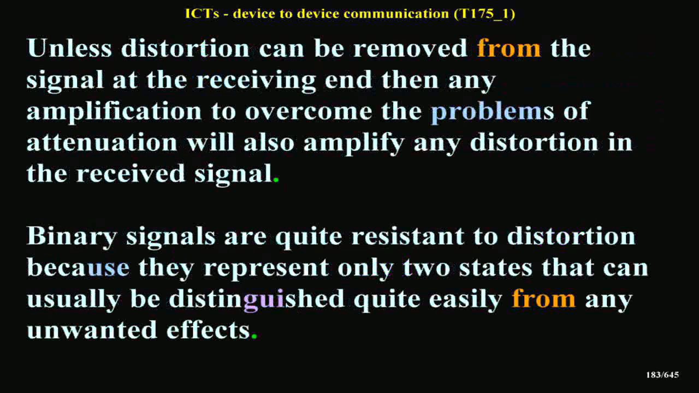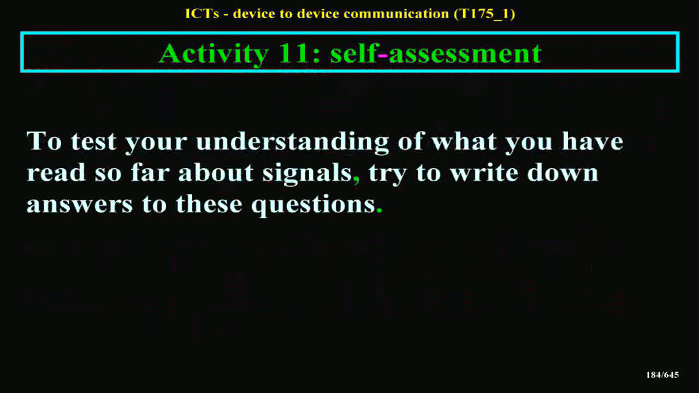Unless distortion can be removed from the signal at the receiving end, any amplification to overcome the problems of attenuation will also amplify any distortion in the received signal. Binary signals are quite resistant to distortion because they represent only 2 states that can usually be distinguished quite easily from any unwanted effects.